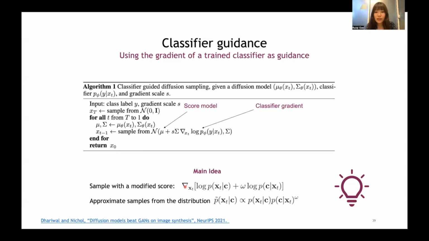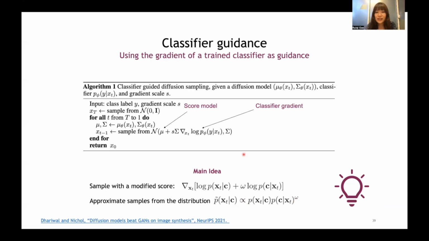And this corresponds to sampling from a modified score, which corresponds to the gradient of log p(x given c) plus omega times log p(c given x). And this omega controls the strength of the guidance. And it actually corresponds to approximate sampling from the distribution which is proportional to p(x given c) times p(c given x) to the omega power.